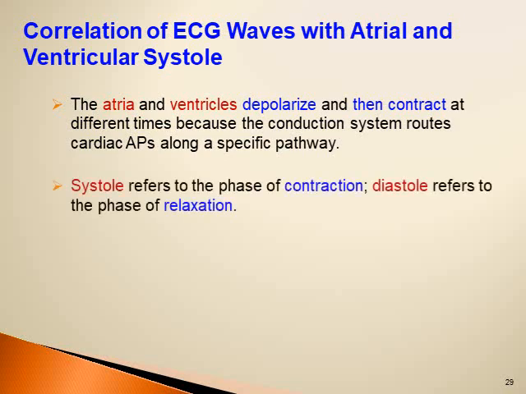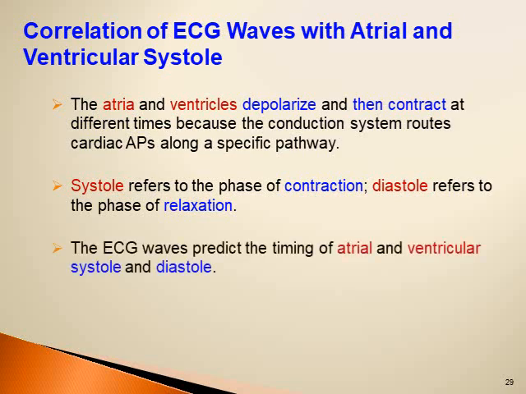Systole refers to the phase of contraction. Diastole refers to the phase of relaxation. The ECG waves predict the timing of atrial and ventricular systole and diastole. Again, I say predict. They do not represent. ECG measures the electrical activity, but it doesn't measure or give any indication about systole and diastole. We can only predict when systole and diastole are occurring in an ECG.